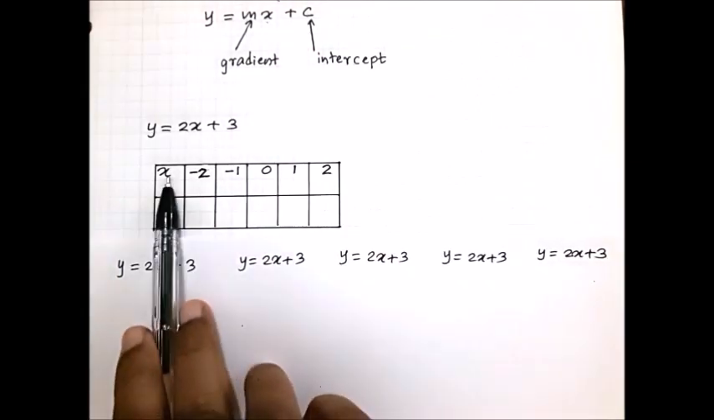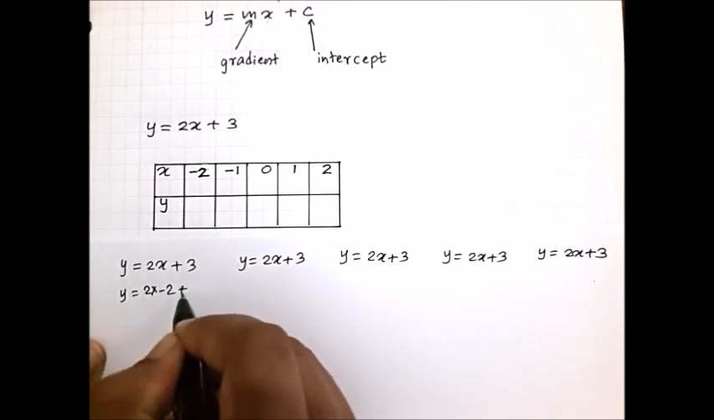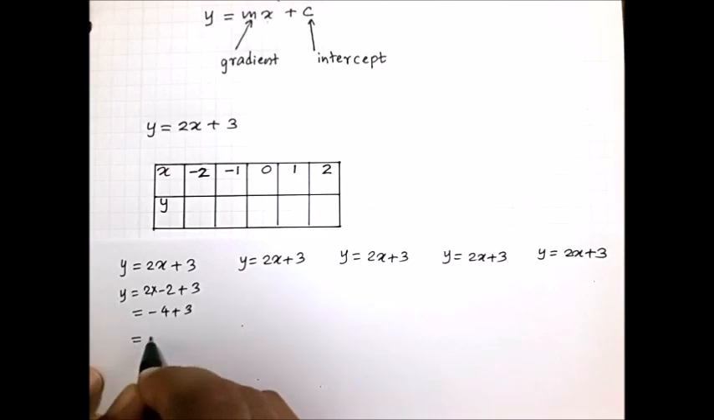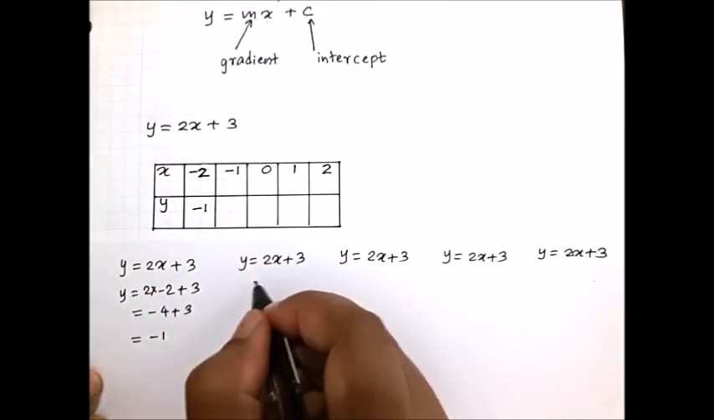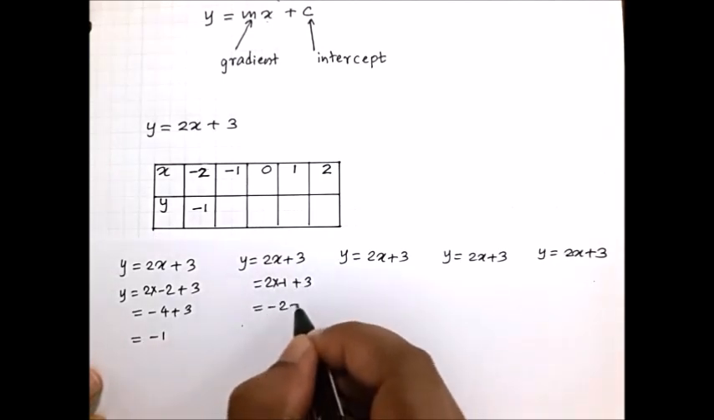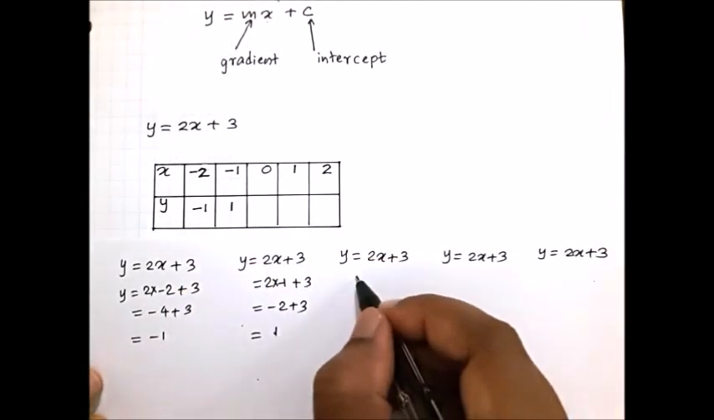Substitute minus 2 for x. 2 multiplied by minus 2 plus 3. Minus 4 plus 3, it is minus 1. Here the value is minus 1. Second one, substitute minus 1. 2 multiplied by minus 1, minus 2, plus 3. It is plus 1. Here the value is plus 1.